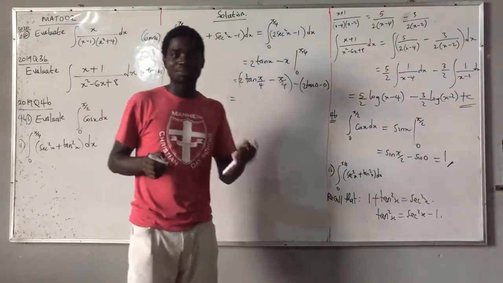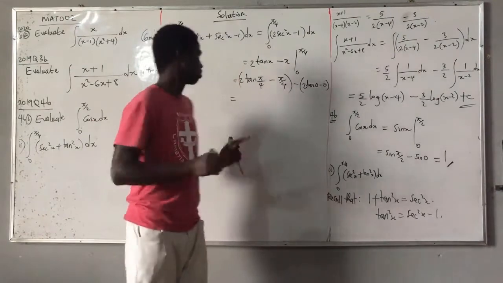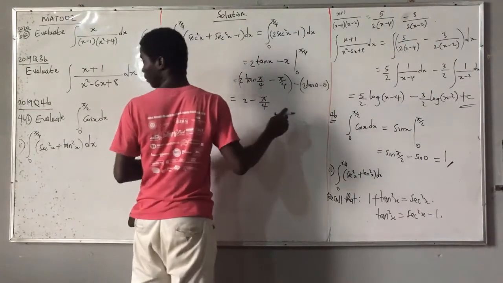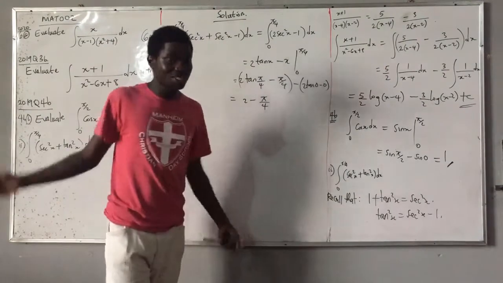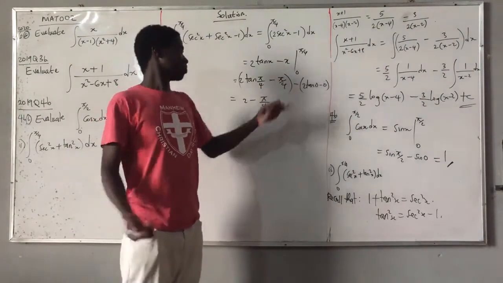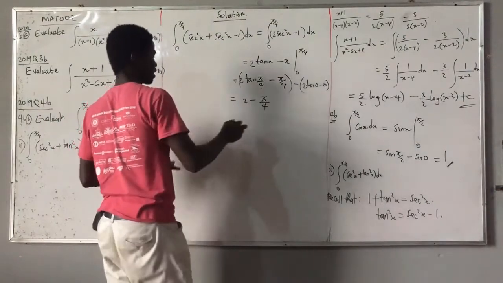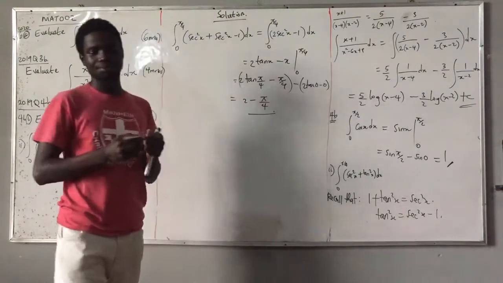Tan pi over 4, that's 45. Tan 45 is 1. So this is 2 times 1, 2, minus pi over 4, right? 2 tan 0. Tan 0 is 0. 0 minus 0 is 0. So the answer is exactly this.